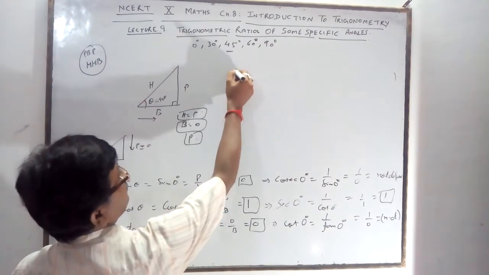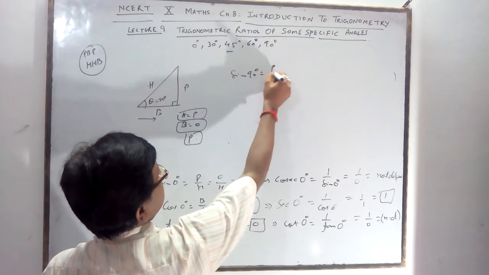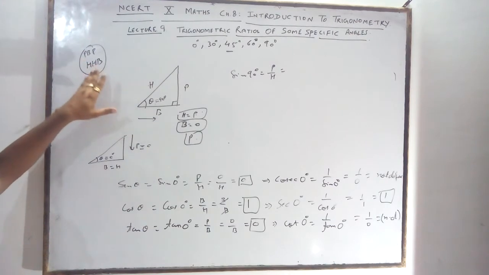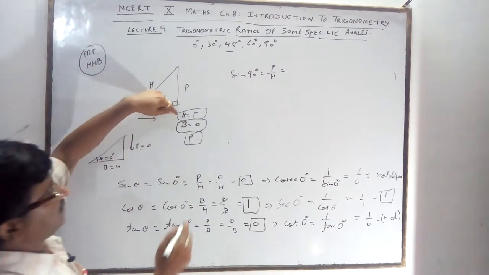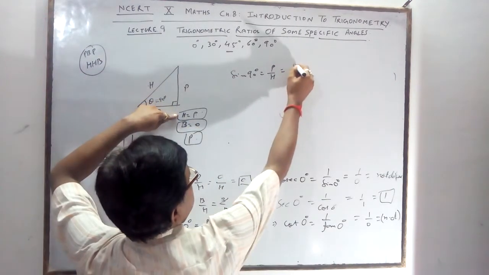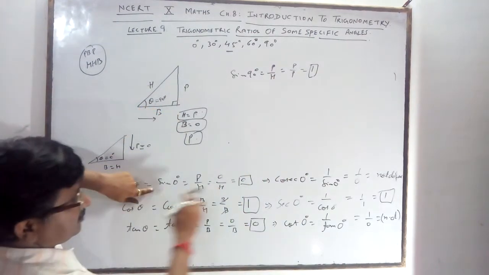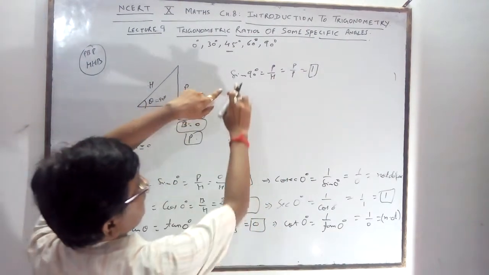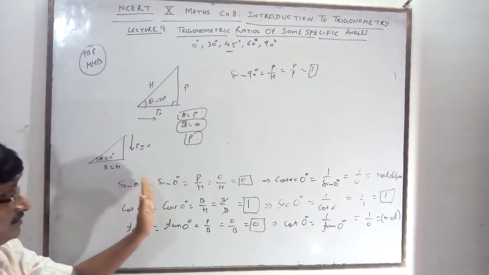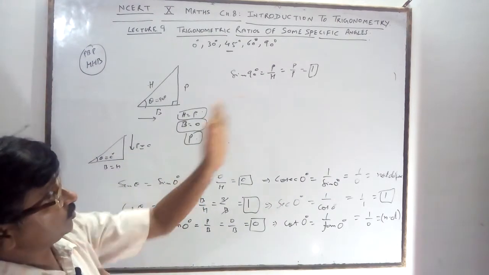Sin 90. What is sin 90? Sin 90 degrees is P by H, perpendicular upon hypotenuse. What is the perpendicular? You change H into P or P into H. If this, then what is your answer? Sin 0 degrees is 0, but sin 90 degrees is 1. What is the meaning? It means sin is increasing from 0 degrees to 90 degrees. It is increasing from 0 to 1.